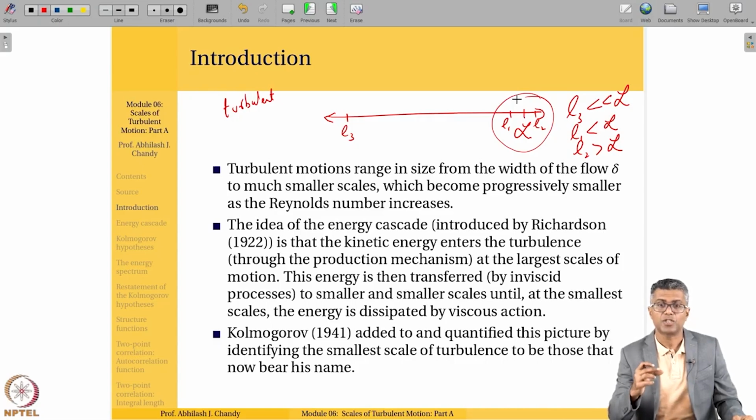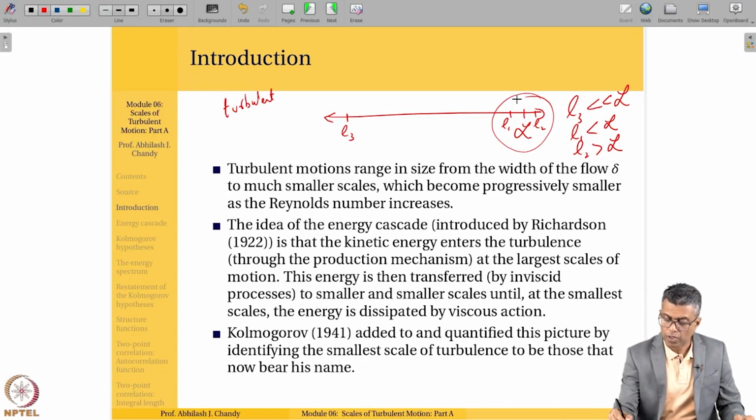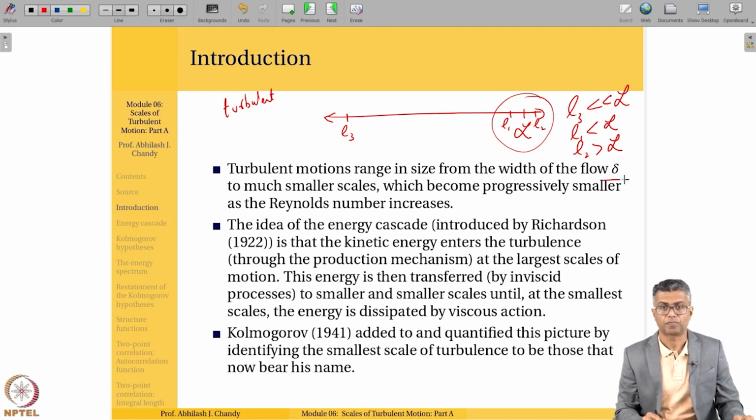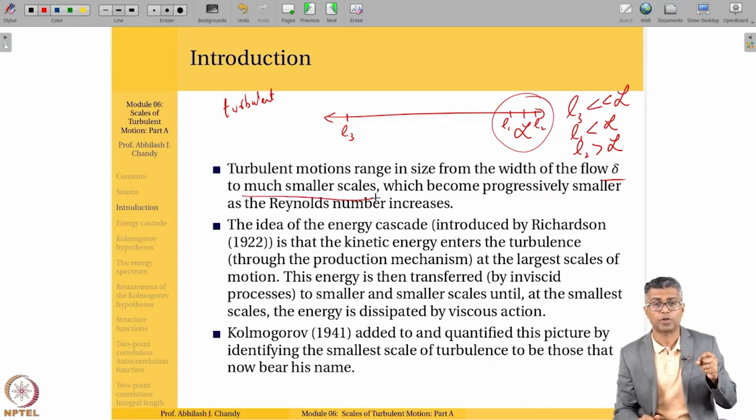So that is your size of the flow, the width of the flow. And we are calling that delta. And we are saying that the turbulent flow length scales range from this delta value to much smaller length scales, to much smaller scales. And that is what earlier I was talking about in terms of L3.